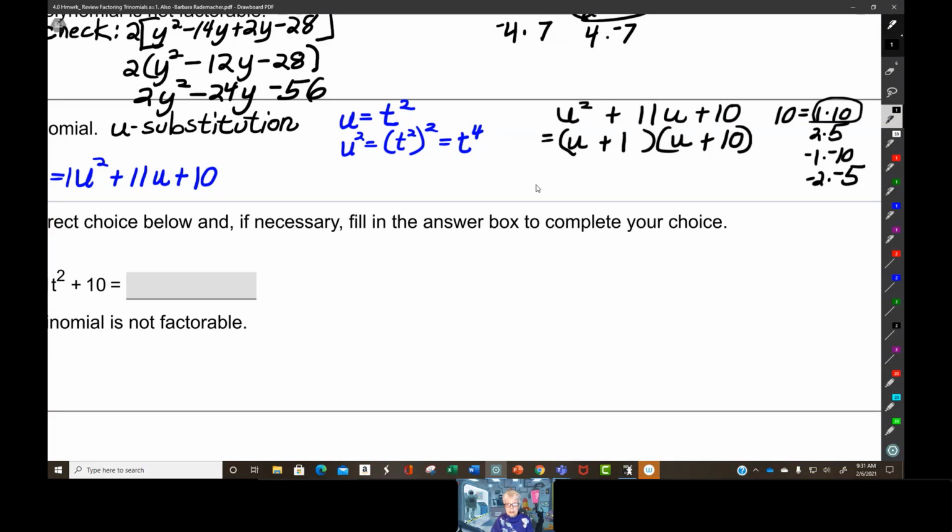But what about this? U squared is t to the fourth. So this is, but we don't have a u squared. All right. This is all we're going to have to do. Plug t squared back in for u. T squared plus 1, t squared plus 10.